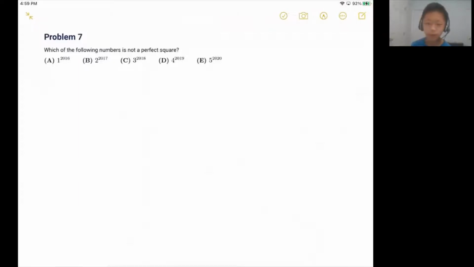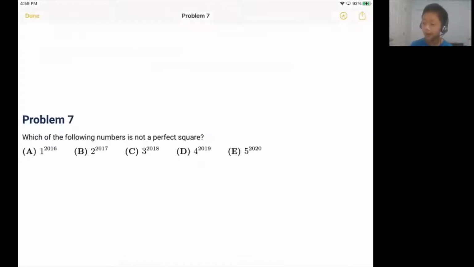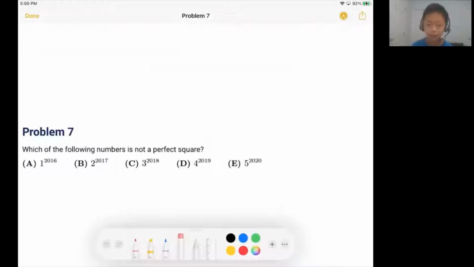In this question, we want to know which of the following numbers is not a perfect square. Probably this question is easiest to solve using process of elimination. Because we want to know which of the following numbers is not a perfect square, it might be easier to find which numbers are perfect squares. So we can just go through the answer choices one by one and eliminate them if they don't look correct.